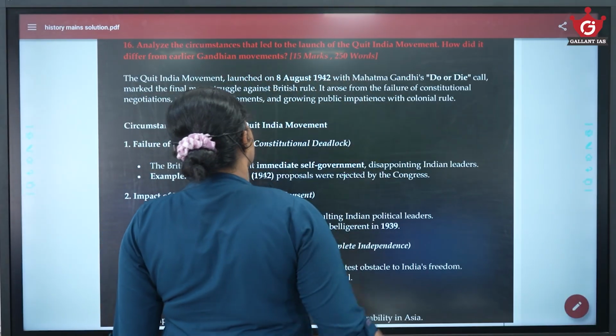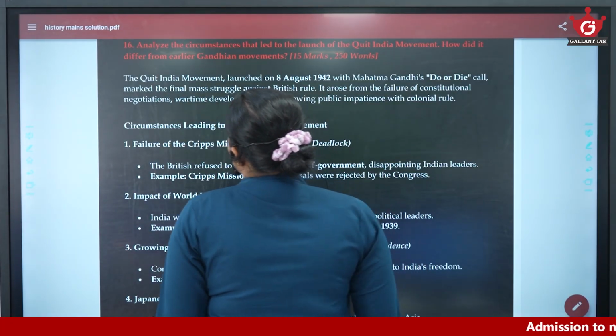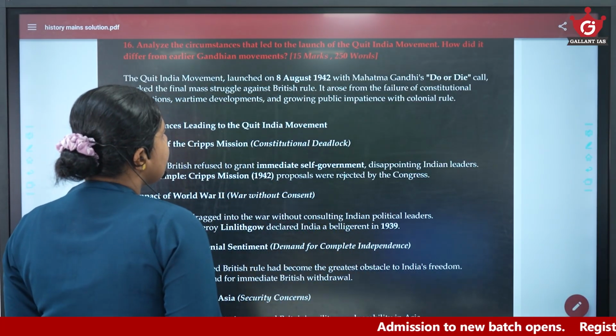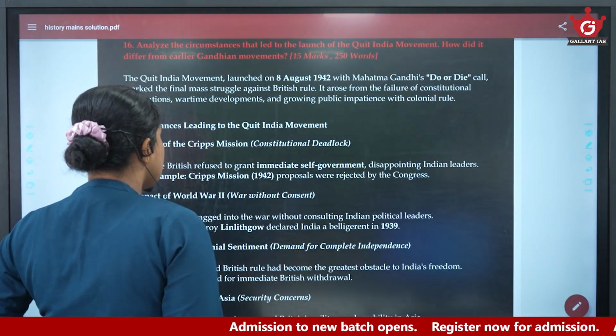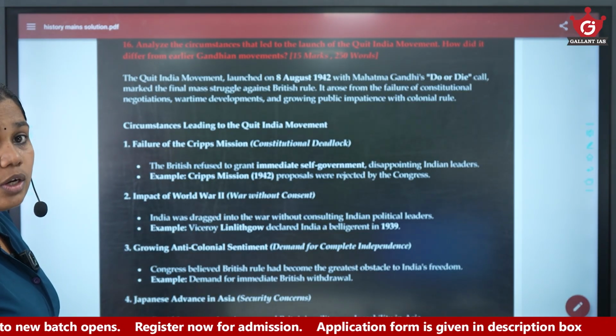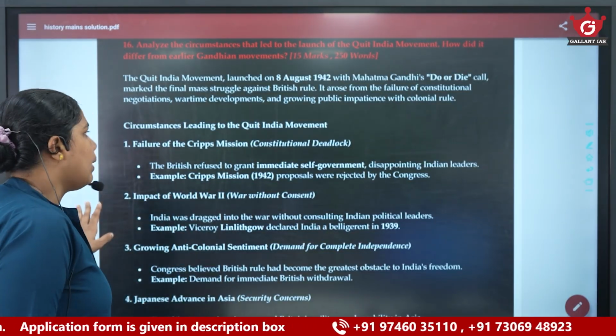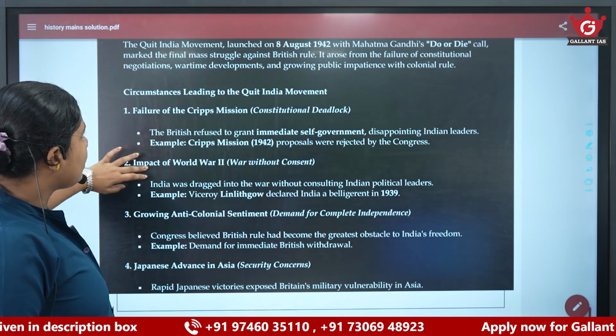Quit India Movement launched on 8th August 1942 with Mahatma Gandhi's call of Do or Die marked the final mass struggle against British rule. It arose from failure of constitutional negotiations, wartime developments, and growing public impatience with colonial rule. So let's go to the question. Circumstances leading to the Quit India Movement.